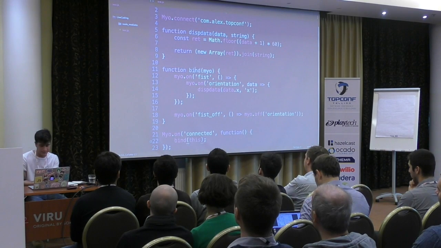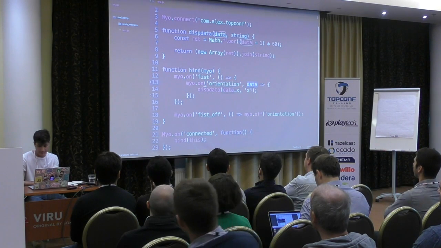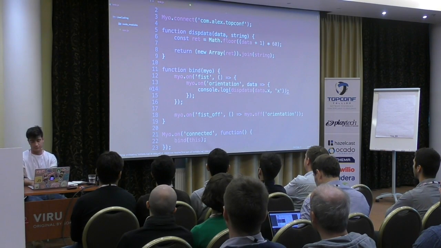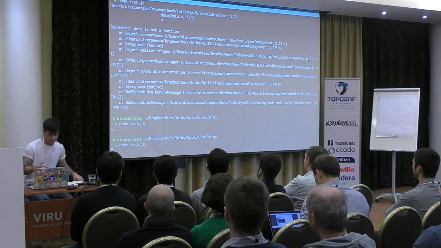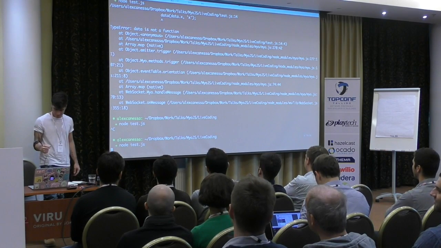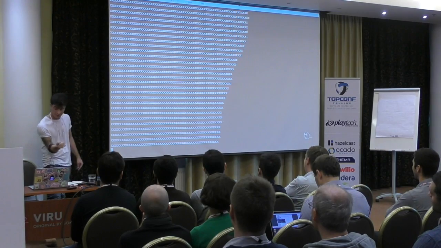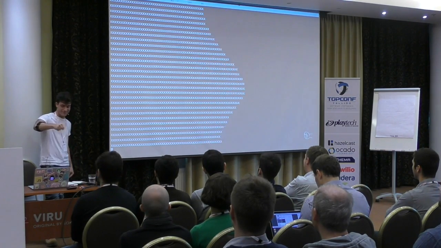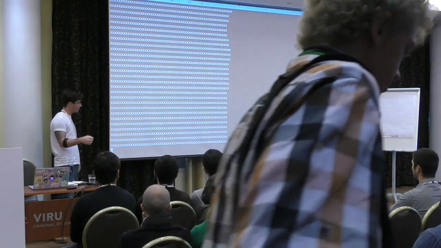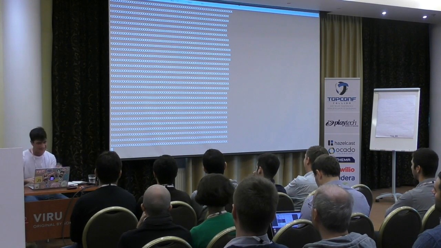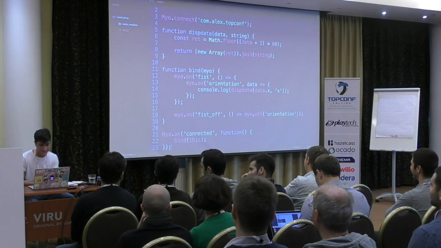What am I doing? Bind Myo on this, Myo, not orientation. Data, display data, I return it, but I don't console log it. Damn it. That's terrible. Here we are. Cool. So now you can see that I'm returning the orientation. And when I fist off, it will stop. Thank God it worked at the end. Let's check something different, right? Maybe the fist doesn't work so well, I don't know.